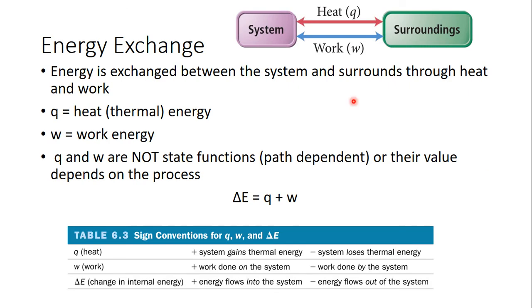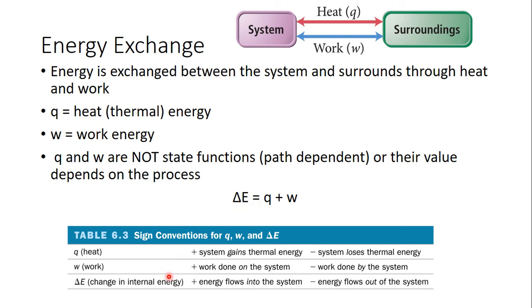And when we talk about energy exchange, it's really hard to measure energy itself. Instead, we have to talk about heat and work. Heat we call Q, work we call W. Now, these aren't state functions. Both heat and work do depend on the path you take, but adding them together will give you delta E, which is a state function.